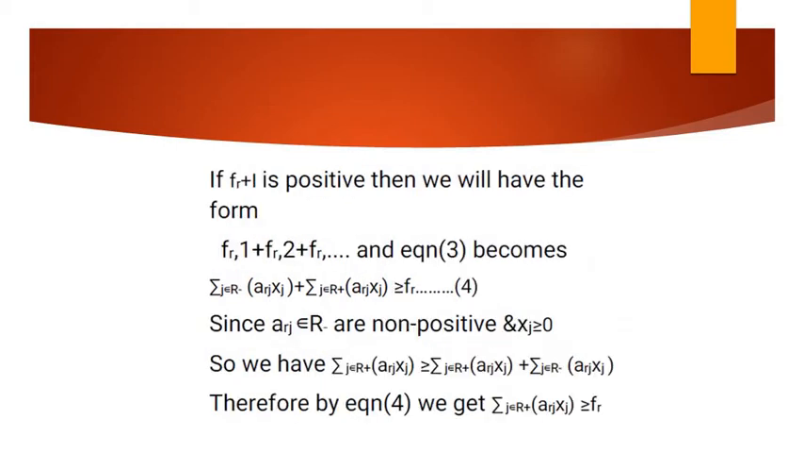Now we shall consider two cases. In case 1, I assume that fr plus I is positive. If fr plus I is positive, then we will have the following terms: fr, 1 plus fr, 2 plus fr and etc. Therefore the equation 3 becomes sigma arj xj when j belongs to r minus plus sigma arj xj when j belongs to r plus, which is greater than or equal to fr. Take that as equation 4.